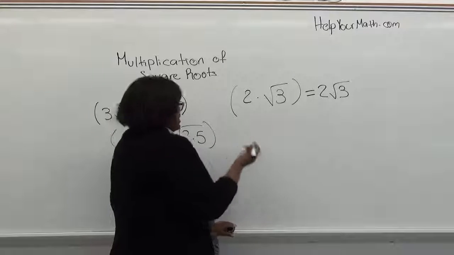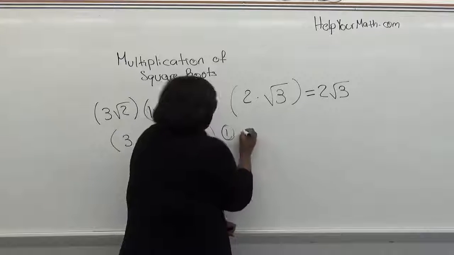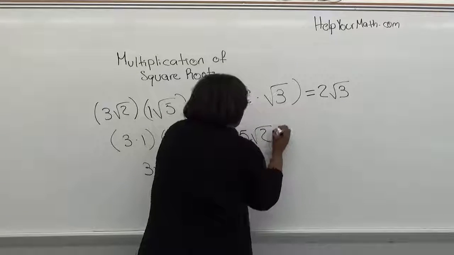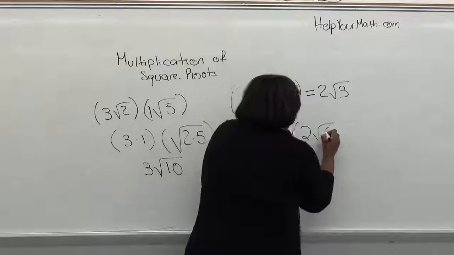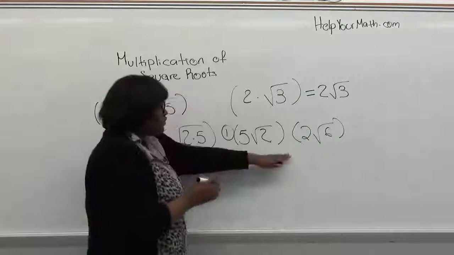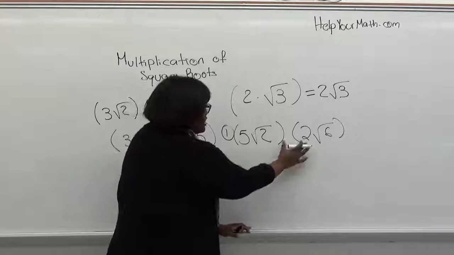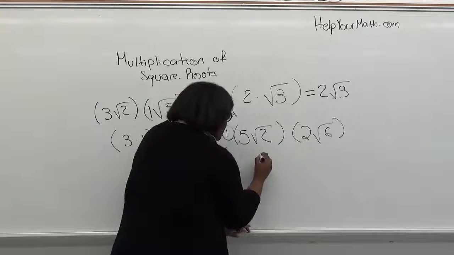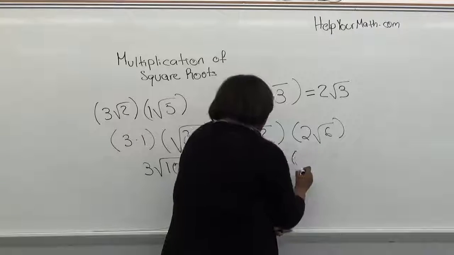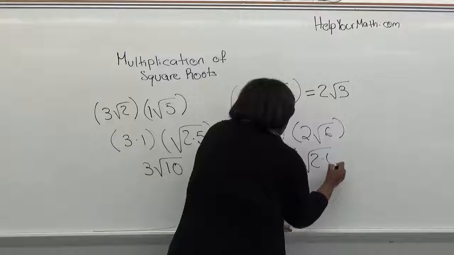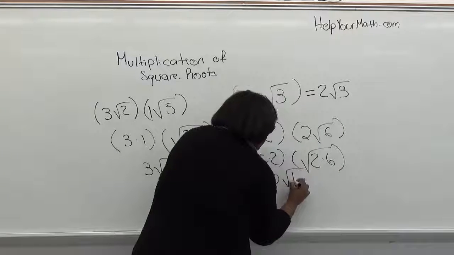If we had, for instance, as another example, let's say 5 radical 2 times 2 radical 6. Again, you're multiplying like terms. So you're multiplying the 5 times the 2, and then you're going to multiply radical 2 times radical 6. This will give you 10, and this will give you radical 12.